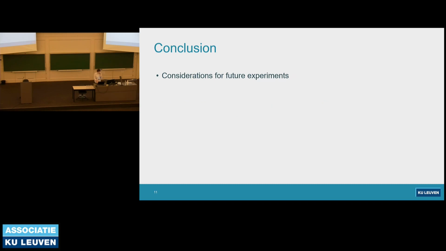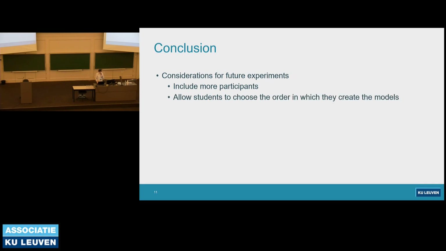I will finish my presentation with some considerations for future experiments. When we repeat this experiment, we of course want to include more participants to make sure that the findings can be generalized. We want to allow the students to choose the order in which they create the models and see if better students have certain behavior patterns when they are creating these models.